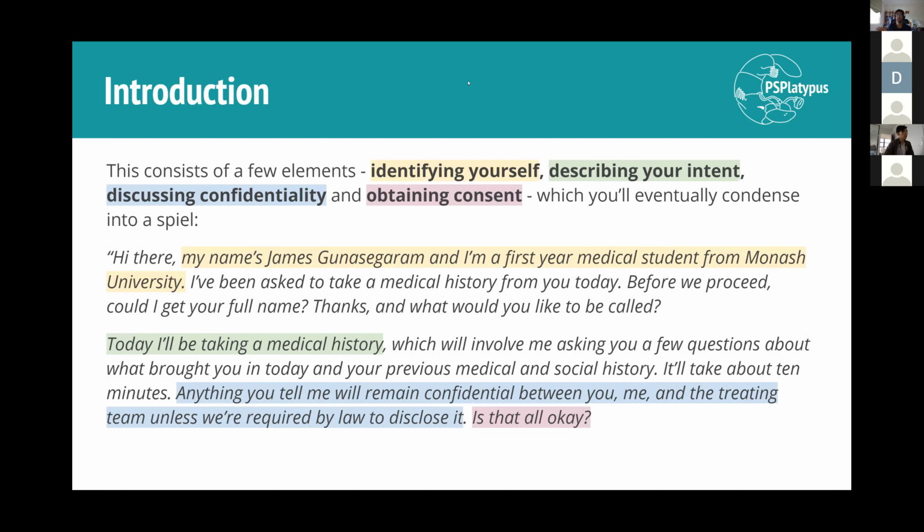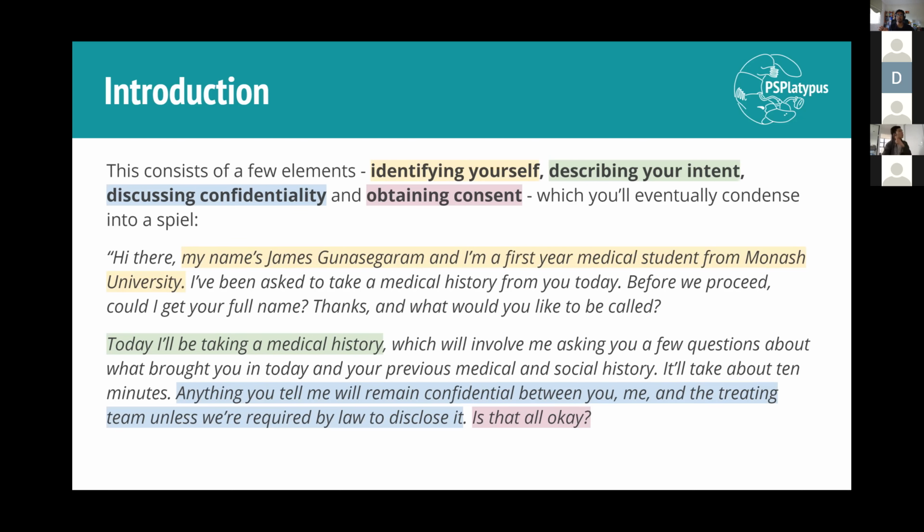We want to show who we are, because legally we need the patient to know who we are. So I would say, my name is James Gunasegaram and I'm a first-year medical student from Monash University, if I was one of you guys. And then we need to tell them what we're going to do. I can do that right at the start, and I can do that again later on. So I need to say I'm taking a medical history, and I also want to explain a little about that.